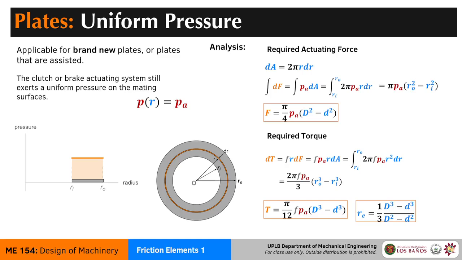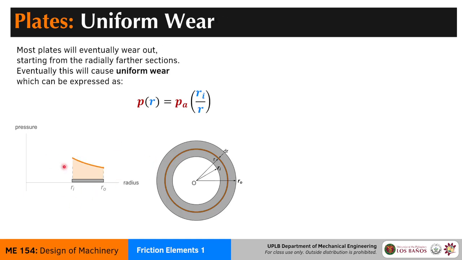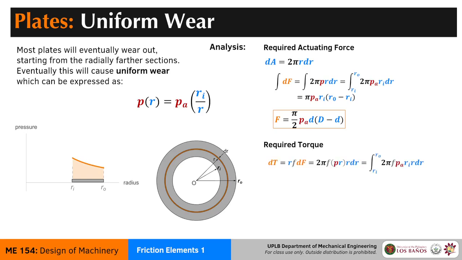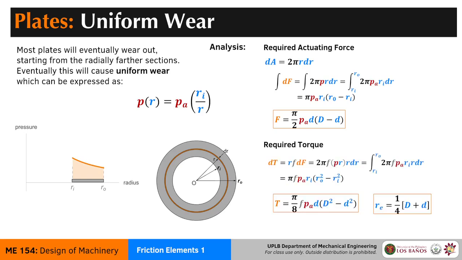Now, when it comes to uniform wear, as you can see on this pressure distribution, there is much more pressure inwards than outwards. That is because this part has worn down faster than the inner portion. And you'll get an expression for pressure like this. Now, of course, if you substitute that to your force and the torque and the effective radius, you'll get different expressions. This is what your expression is for uniform wear. This is for the torque. And, oops, sorry. This is for the effective radius.